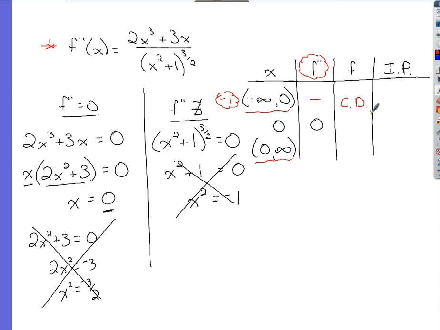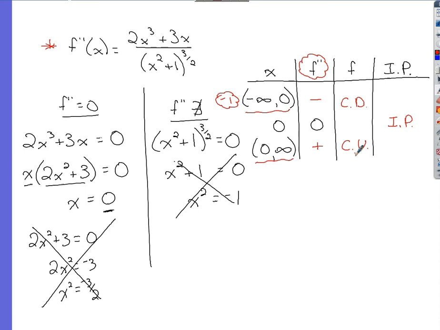Now if we choose a number from 0 to infinity, something positive, say I choose 1 here, plug that back into the second derivative, should find that we get something positive back for that piece. So what that means about the original function, that means on that interval, the original function would have a curvature that's upwards. It's concave up. Now, if there is a change in concavity, there is an inflection point. So here, there's an inflection point where x is 0 because there was a change in concavity around x equals 0.